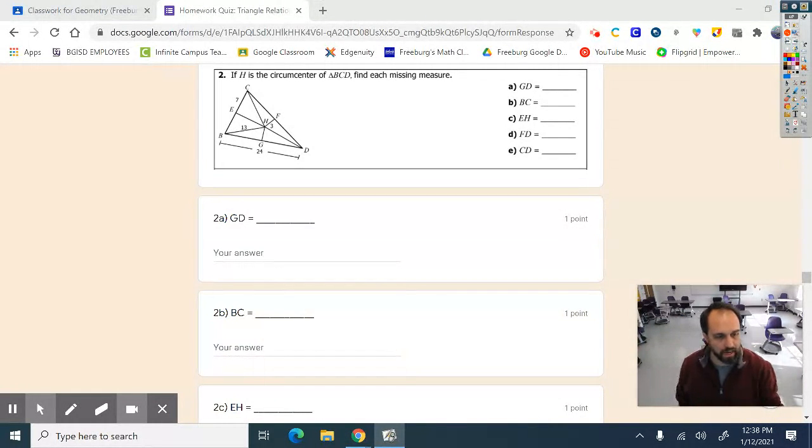Similar approach. Actually, you know what? Pause me right here for a moment. Try this one on your own, and then come back, play through, and see how you did. All right? So pause. All right, welcome back. Hopefully you actually did that.